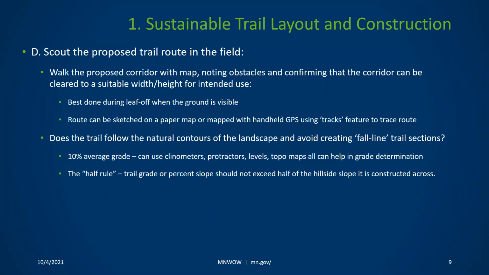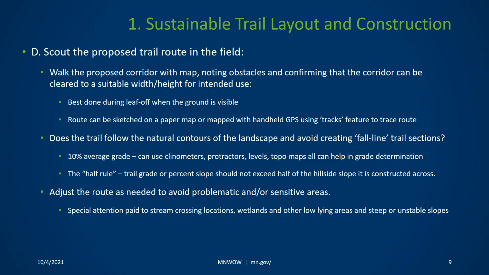It's just going to help you have a sustainable trail that requires a lot less maintenance, and adjust the route as needed to avoid problematic or sensitive areas. Again, pay special attention to stream crossings and wetlands, low-lying areas that are going to be problematic for maintenance, and unstable slopes, and then mark that route with pin flags or flagging tape.